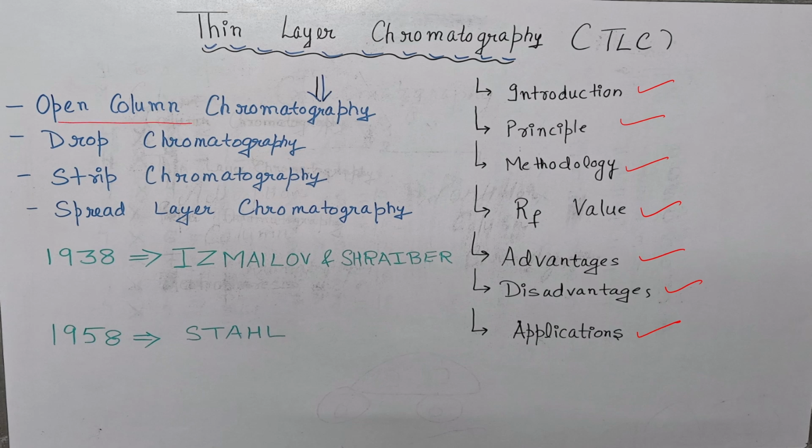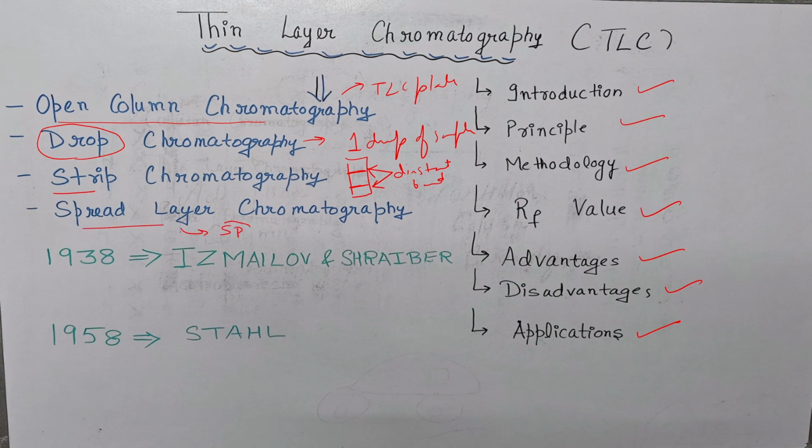TLC is also known as open column chromatography, as instead of using a closed column system, we are going to use an open system in the form of a TLC plate. It is also known as drop chromatography because we will use one drop of the sample. It is also known as strip chromatography, as after the separation we will get the individual components in the form of strips or distinct bands. It is also known as spread layer chromatography, as in this, a firm, thin layer of stationary phase is spread on the TLC plate.